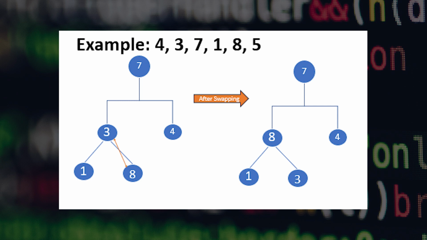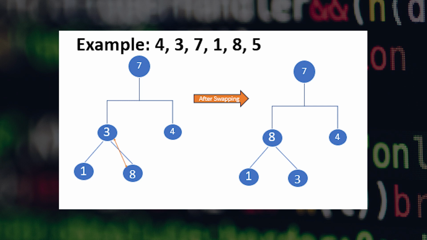So no exchange is required. So the next element is 8. Now 8 will be inserted as the right child of 3. So now we are going to compare the parent and the child. So here we observe that the parent value is less and the child value is greater. So now we will apply the swapping or exchange. So after swapping, the result obtained is 7 as the root, and the left child of 7 is 8. Previously 3 was the left child of 7. Now after swapping, 8 is the left child of 7.